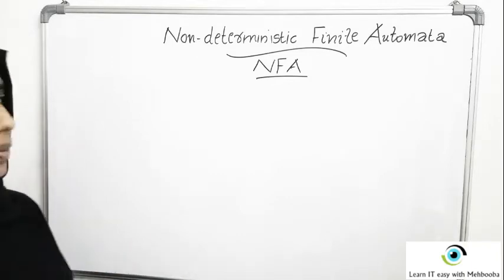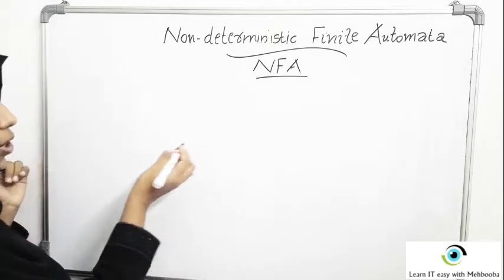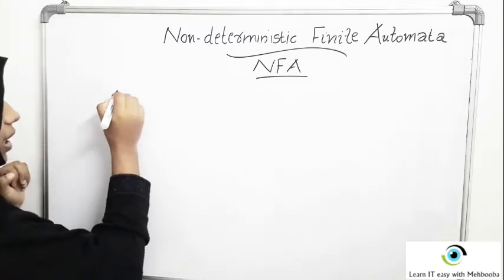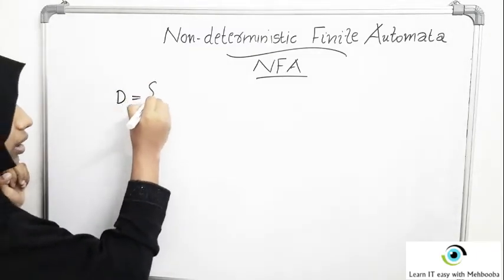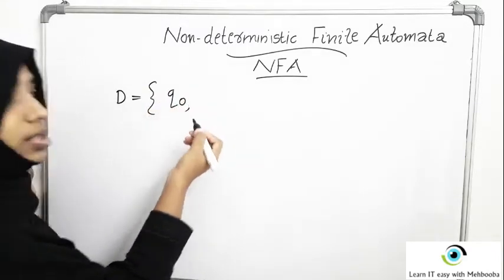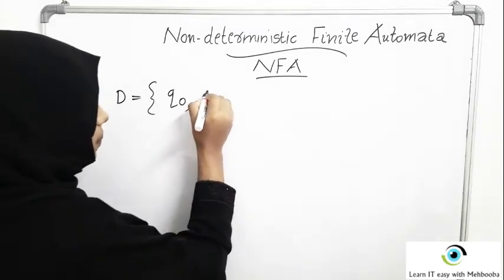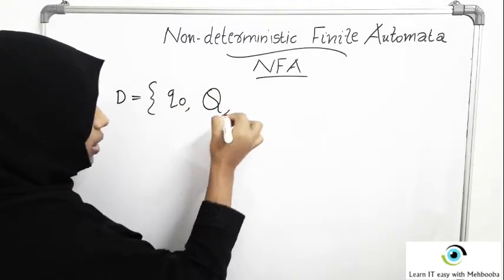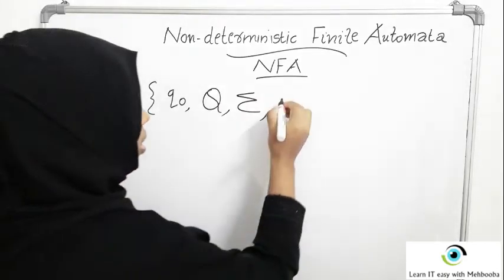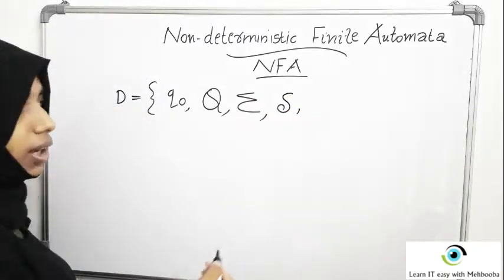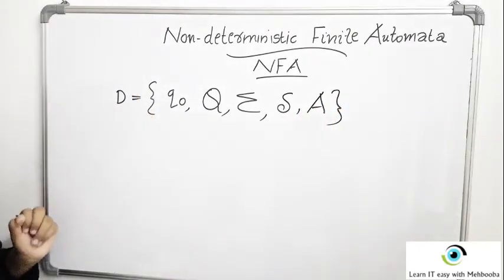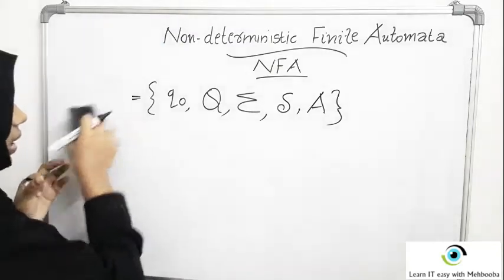If you are going by the definition, the tuple representation of the formal definition for a DFA D, as you have seen in the previous video, is a tuple of Q0, which is the start state, Q, the set of states, sigma, the input alphabet, delta, the transition function, and A, the set of accepting states. So for any NFA N, this is exactly the same.